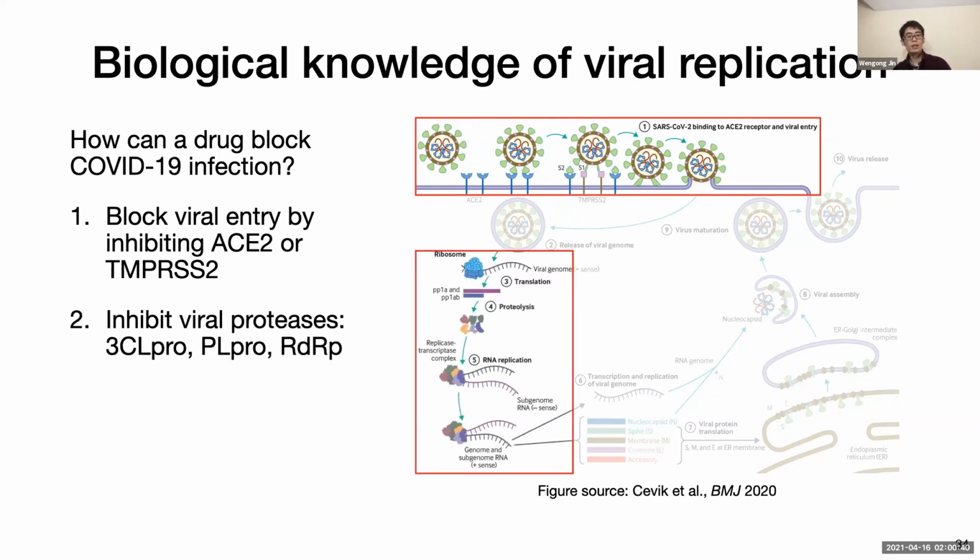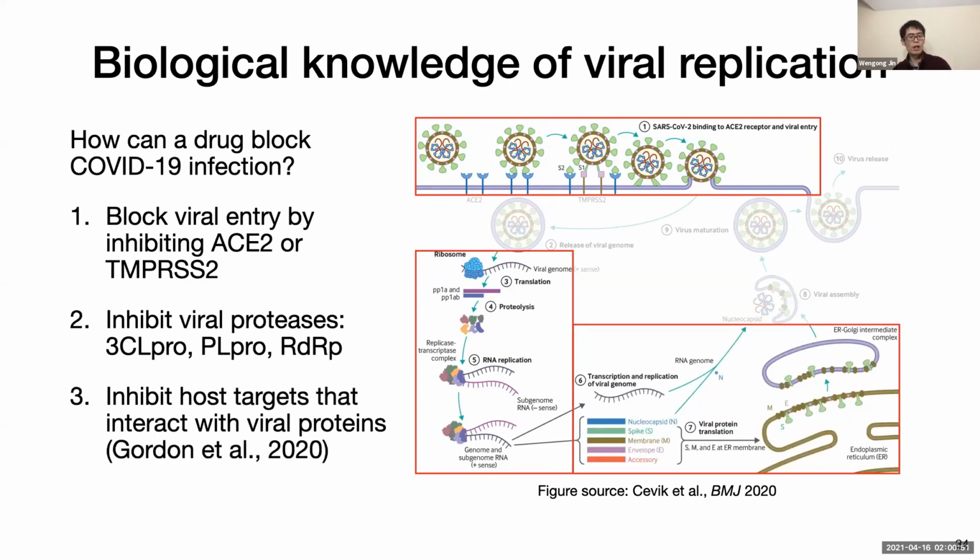And then you can try to inhibit the viral protease, like the 3CL-Pro or PL protease, and so on. And lastly, there are also a lot of host targets, like host proteins that interact with the virus. There's a paper from UCSF which published a protein interaction map between the virus and the host, and we can try to inhibit these host proteins to prevent the virus from replicating. So that's the basic knowledge that I wanted to add into the model.